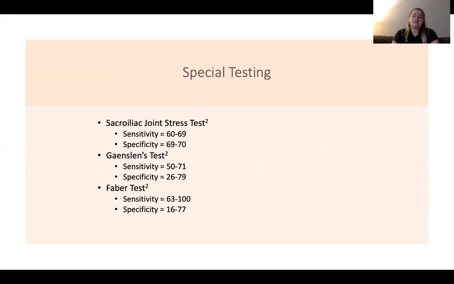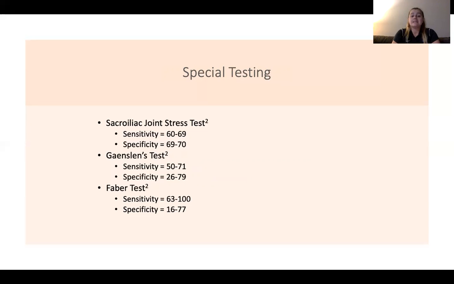So some special testing for an SIJ are the sacroiliac joint stress test, which has a sensitivity of 60 to 69 and a specificity of 69 to 70. Both of these could be used as reliable measurements to rule in and rule out the condition.